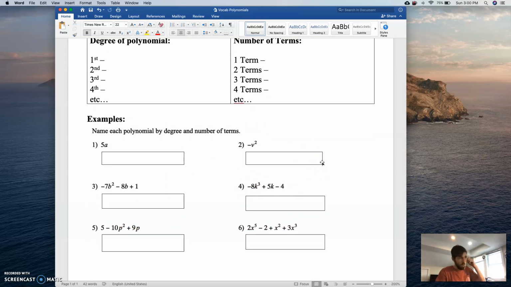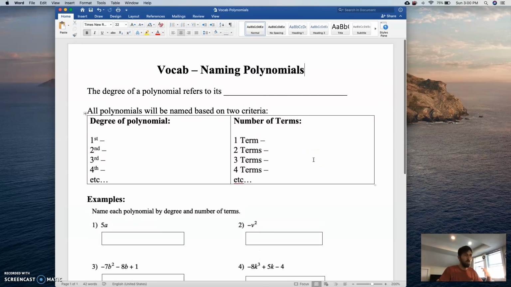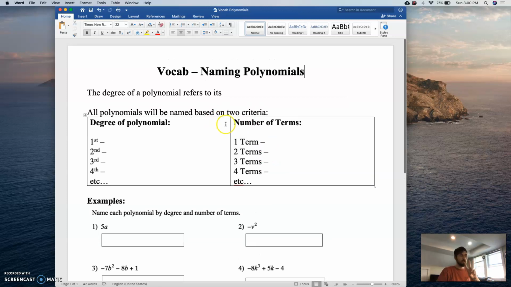So we are going to basically just learn how to name them, or what we call different types of polynomials. There's a difference between all of these. And so there are two things that you have to name them by. We name them by degree and by the number of terms.